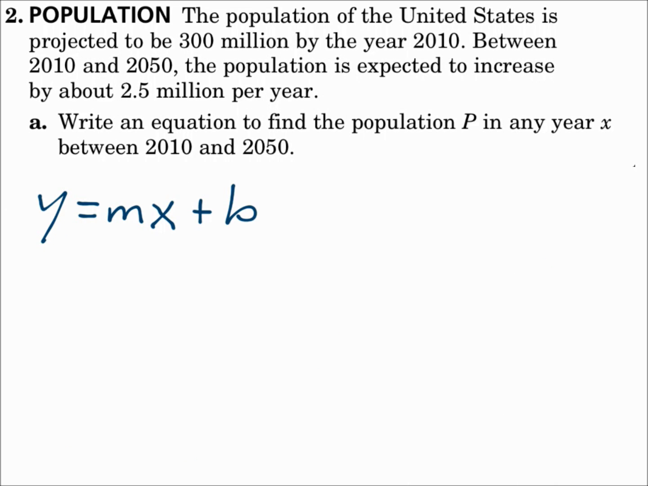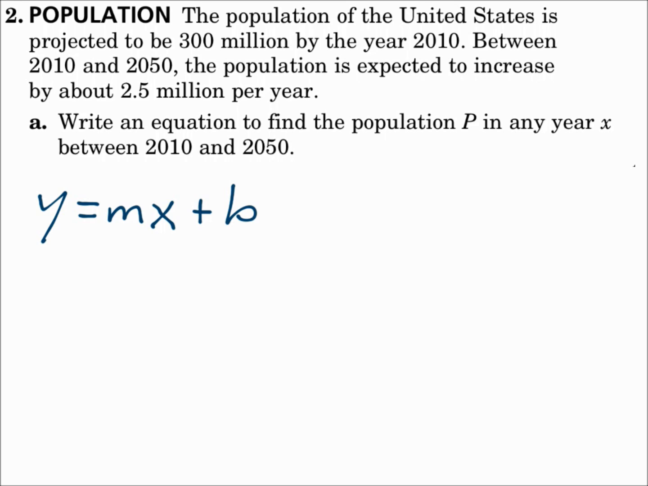Number 2. The population of the United States is projected to be 300 million by the year 2010. Between 2010 and 2050, the population is expected to increase by about 2.5 million per year. Write an equation in slope-intercept form to find the population P in any year x between 2010 and 2050.